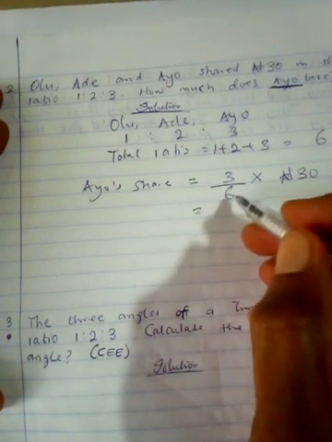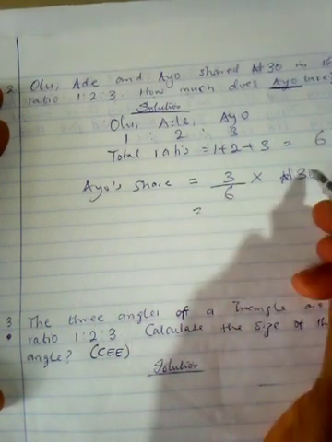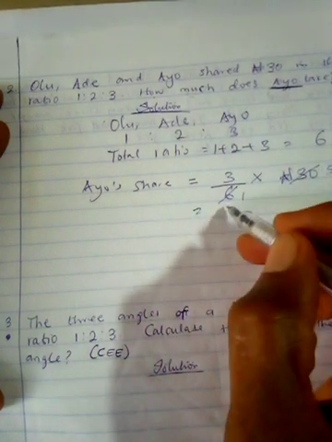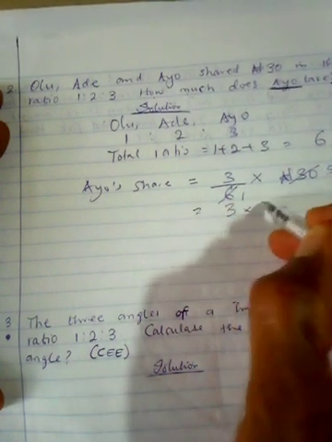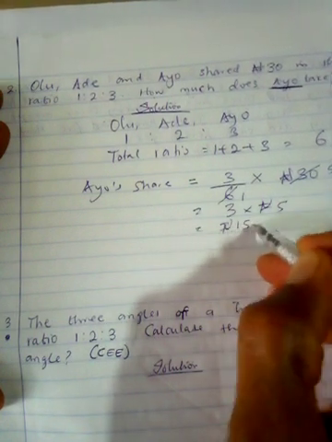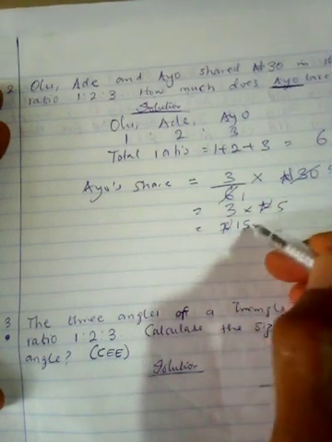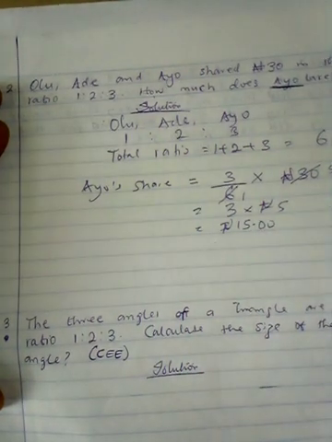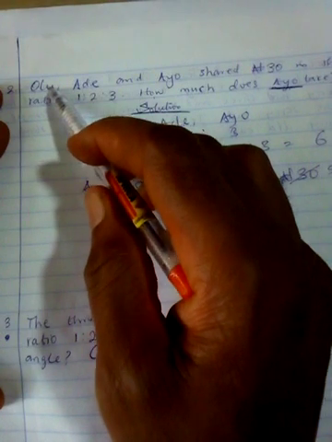Now we can simplify. 6 can go into 6 and 30. 6 into 6 gives us 1, then 30 divided by 6 gives us 5. Then we multiply what we have: 3 times 5 naira, which gives us 15 naira. That is Ayo's share. You can equally go on and look for Olu's share and Ade's share.